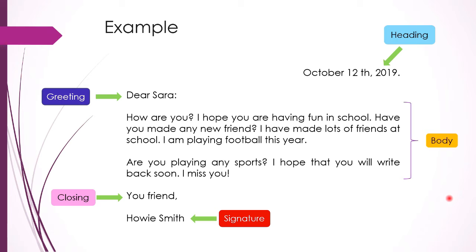The body can be more than one paragraph. Okay, it doesn't have a minimum of paragraphs. You can extend it, or you can make it short, or whatever, depending on the things that you are going to write about. Then we have the closing. In the closing, you say your friend, with love, regards, yours sincerely, or sincerely yours, or yours truly, whichever. And then we have the signature. In this case, we have Howie Smith. So as you see, they are the principal parts in this example.